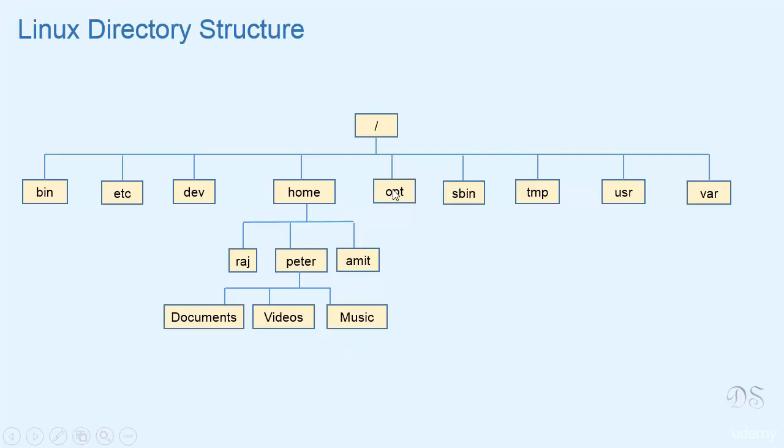Opt contains commercial software products that are not installed by default on the system. SBIN contains programs for performing admin level system tasks such as network management and disk partitioning. TMP contains temporary files created by various programs. It is generally cleared on reboot, so you should not store anything that is important as it will be deleted on reboot. USR contains user-related programs and data files. VAR contains files that change frequently, such as log files and databases.